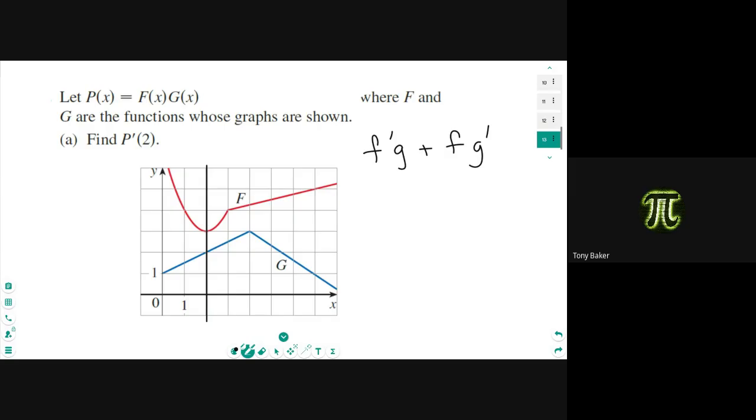Find those 4 things. That's the key. Find what f of 2 is, what g of 2 is, what f prime of 2 is, and what g prime of 2 is. The only one that you might have to do a little work for is g prime of 2. The other 3, you should be able to look at the graph and get those numbers with no actual legwork. At least the first 2, you should definitely be able to look at it.